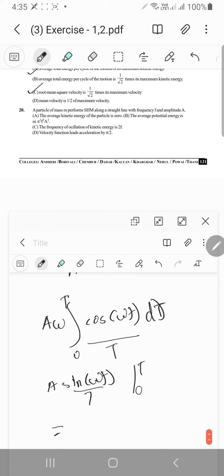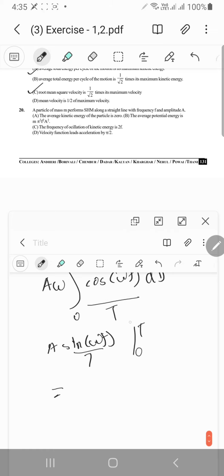Did we do something wrong? Nope, it looks correct. Just putting this over there, you get omega t, a sine of 2 pi by capital T times, well, that would be 0. So mean velocity is just 0.